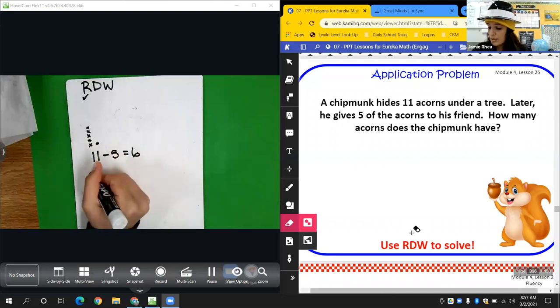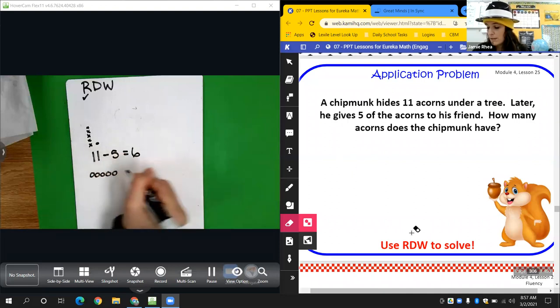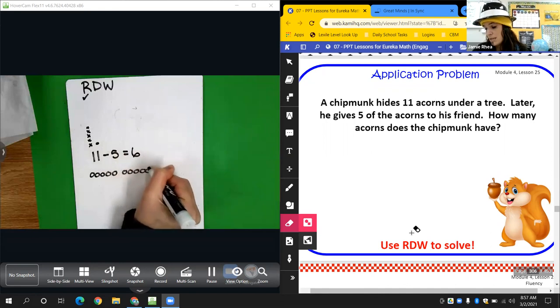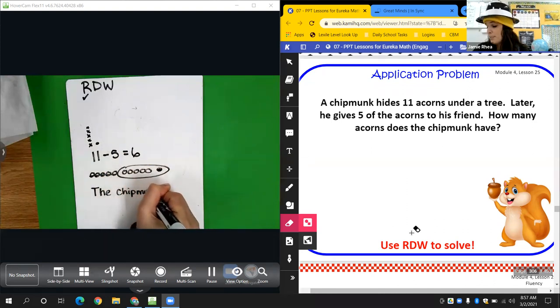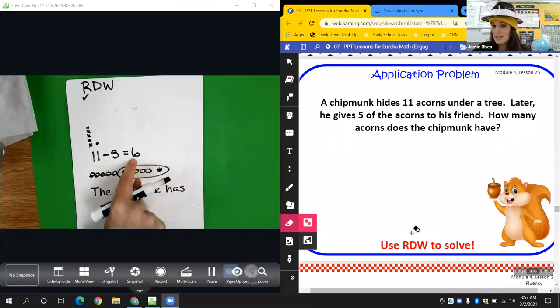I can also draw 11: 1, 2, 3, 4, 5, 6, 7, 8, 9, 10, and that makes 11. Then I can mark out 5. This is what's left. Still 6, okay? Now, the question says, how many acorns does the chipmunk have? The chipmunk has, how many did we say? 6 acorns left.